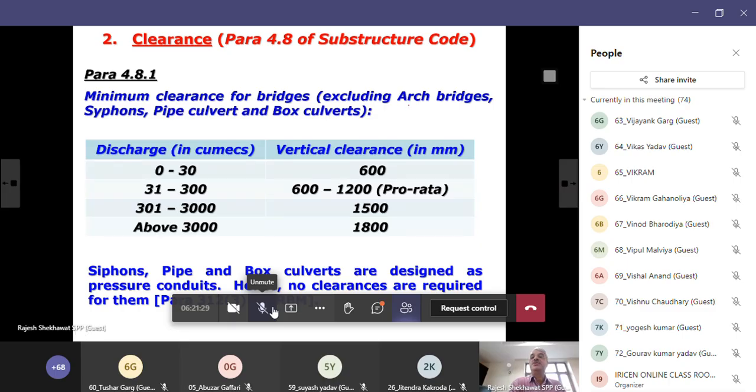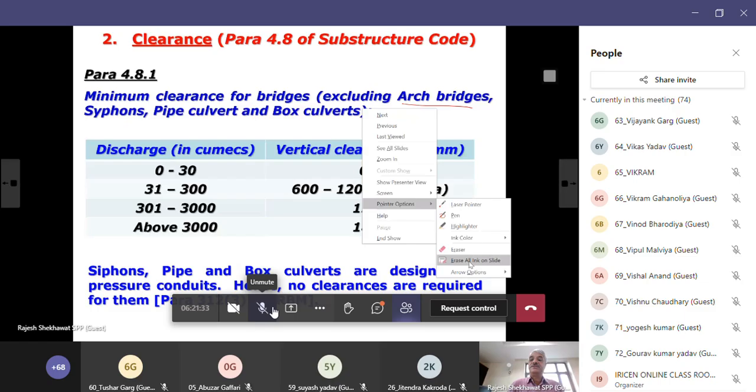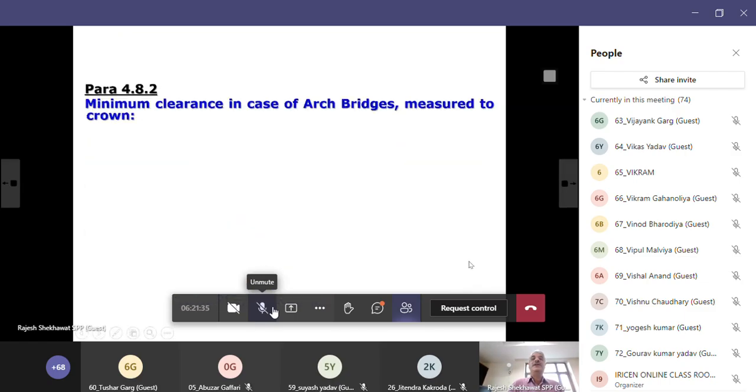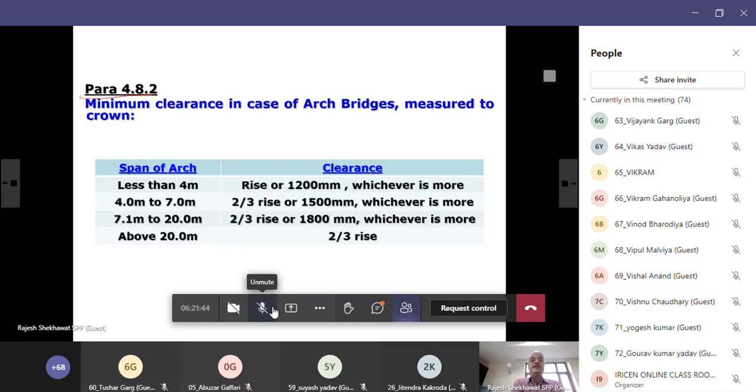Now what happens in arch? Somebody asked this question the other day also when we were discussing clearance on the very first day. In arch there is a different methodology, given in para 4.8.2, and it says the minimum clearance depends on the span of the arch. In an arch, this is your springing level, this is your crown, and this is considered the rise. This is called the rise of the arch.